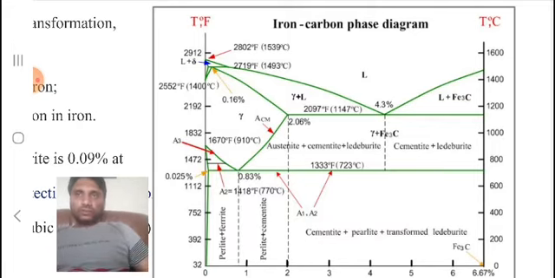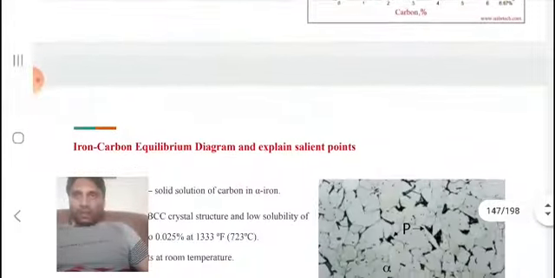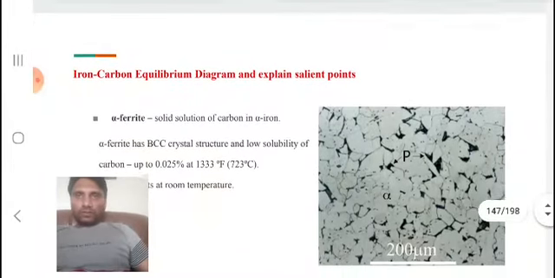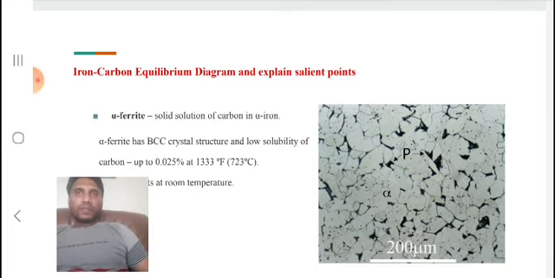So now I'll show you the microstructures. We have discussed all these phases, and now we will see the microstructure of alpha iron, that is alpha ferrite. The white portion is called ferrite, that is the solid solution of carbon in alpha iron, which has a BCC crystal structure, and the solubility of carbon is up to 0.025% at 723 degrees centigrade. So this is the microstructure of alpha iron.